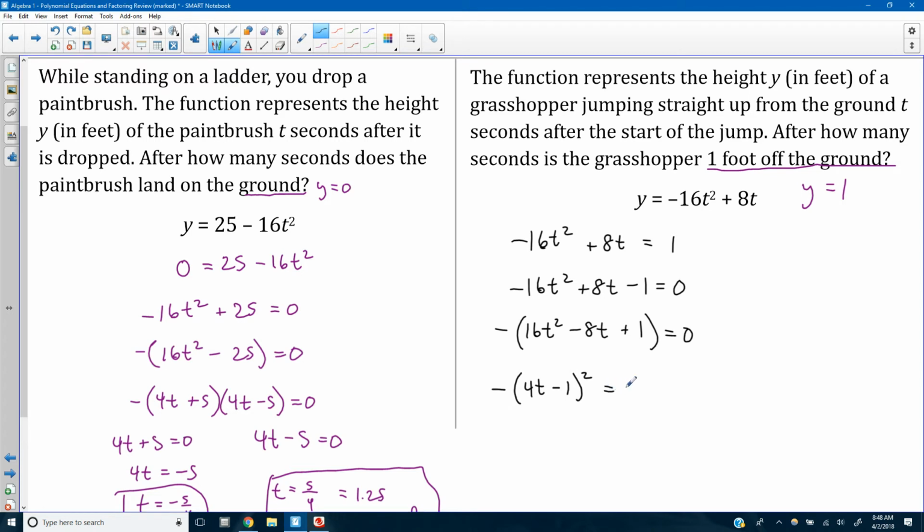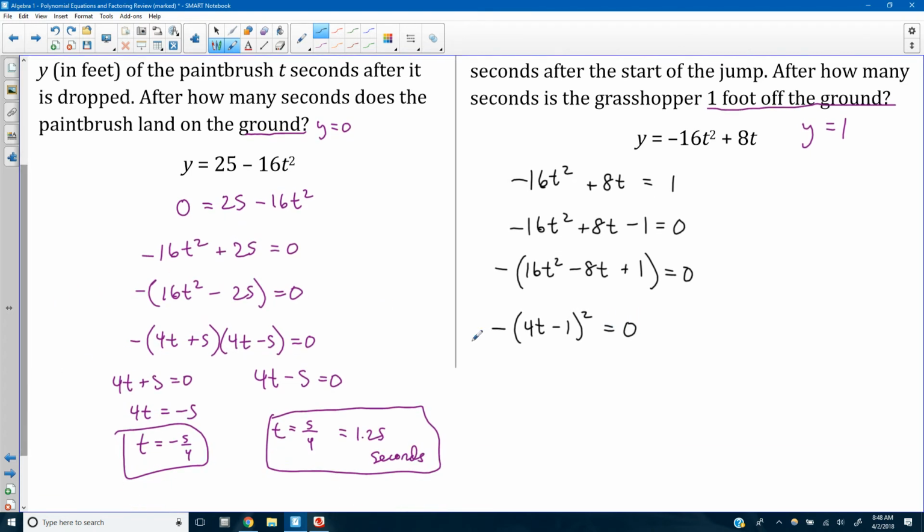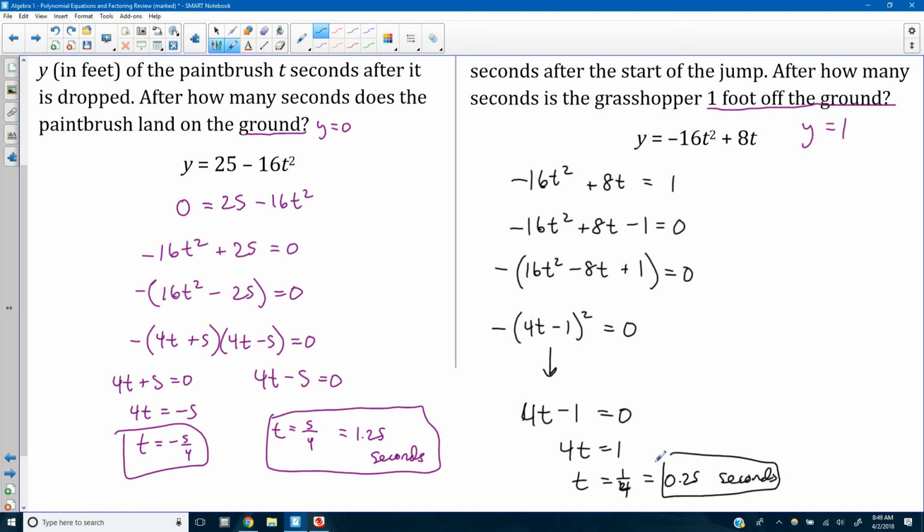And again, if you know to do that, if you recognize it, it's good for you that you can. The negative here doesn't matter. I can divide by negative 1. It's kind of moot. The thing we're looking at here is this has to equal 0. 4t minus 1 has to equal 0. Add 1. Divide by 4. t equals 1/4. 1/4, not 1/2, or 0.25 seconds. That is how long after it jumps it's going to be 1 foot off the ground. There's your answer. That's it.